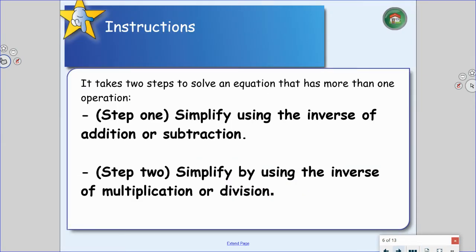So here's some basic instructions, all right? When it comes to two-step equations, almost always, I will say almost always, the very first step is to simplify using the inverse of addition or subtraction. If you got an extra couple bucks, or if Mr. Count was mean and took some dollars away, put those dollars back in or take those dollars away. Get rid of the add or subtract first. And then, almost always, we're going to simplify and solve using the multiplication and division operations.